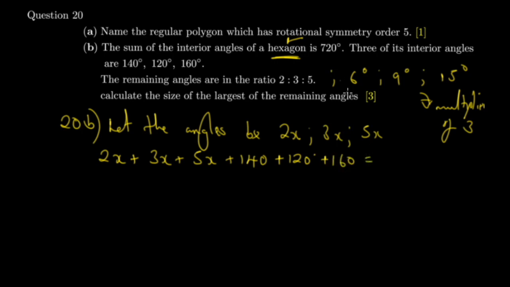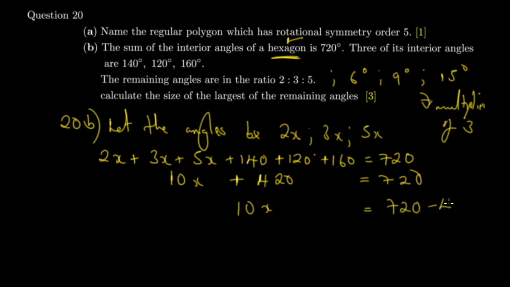If you add them, you're supposed to get the total, which is 720. And here you get 10x. So 2x plus 3x is 5x, 5x plus 5x is 10x. And here you can add 140 with 160, then you get 300. And then 300 plus 120, you get 420, I think. And here it's 720. So here you have 10x equal to 720 minus 420. You have 10x equal to, this is 7 minus 4, you get 3, so this is 300.